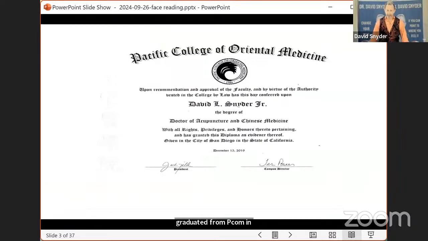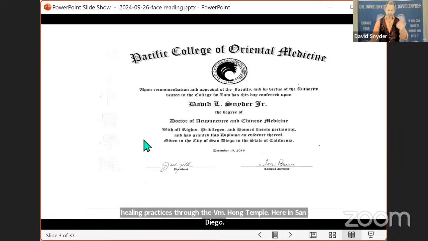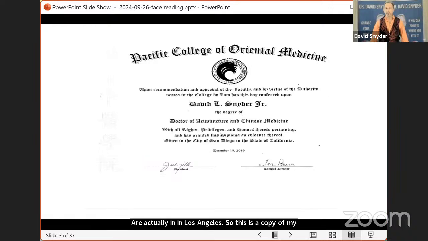I just finished a second doctorate program on Chinese energetic medicine, which is all the stuff that was taken out of Chinese medicine post-communist revolution. So it was basically a doctorate of medical qigong and shamanic healing practices through the Bianhuagong Temple in Los Angeles. This is a copy of my doctorate from Pacific College of Oriental Medicine. I've had a practice in Solana Beach, California, where my specialty has been treating physiological illness that is caused by repressed emotion, since I graduated from acupuncture school in 2005.